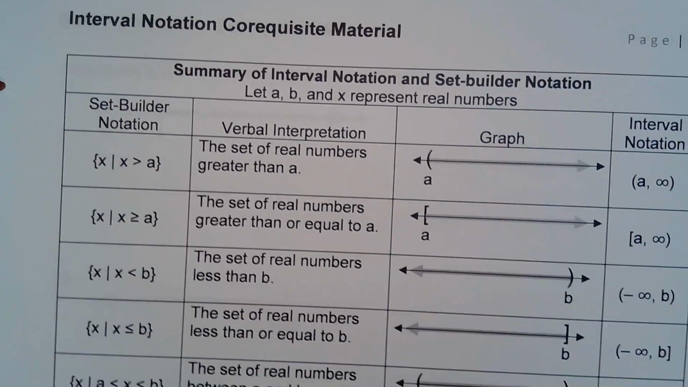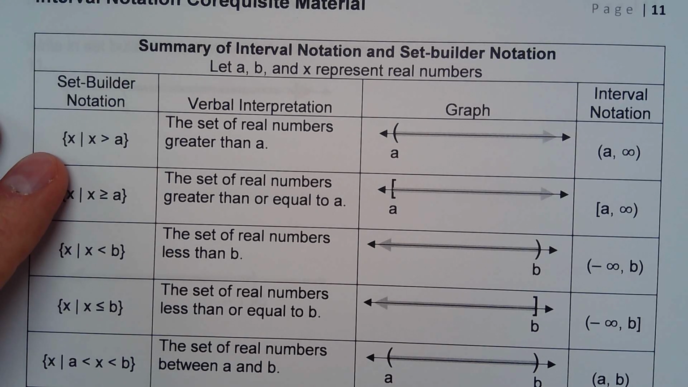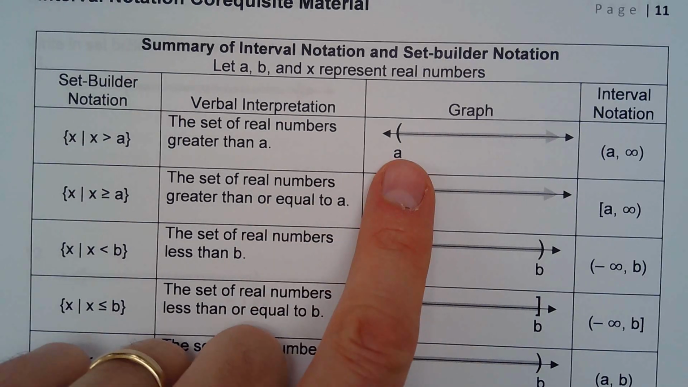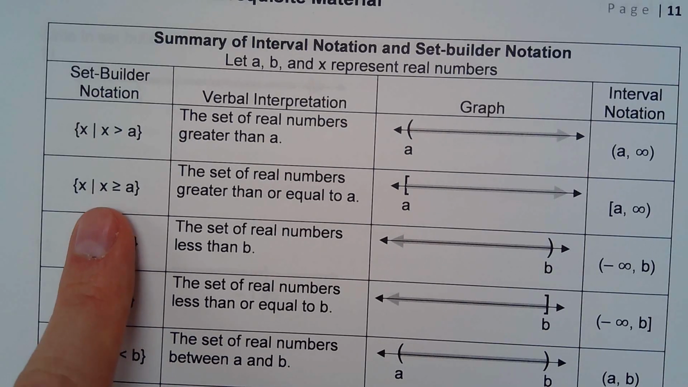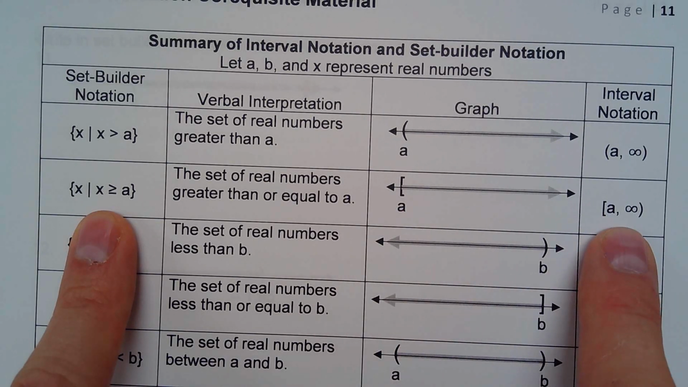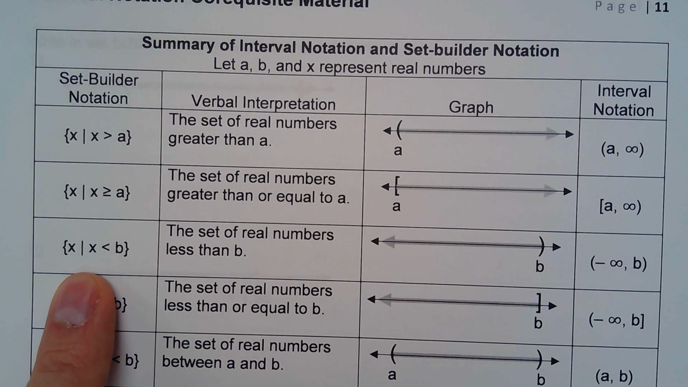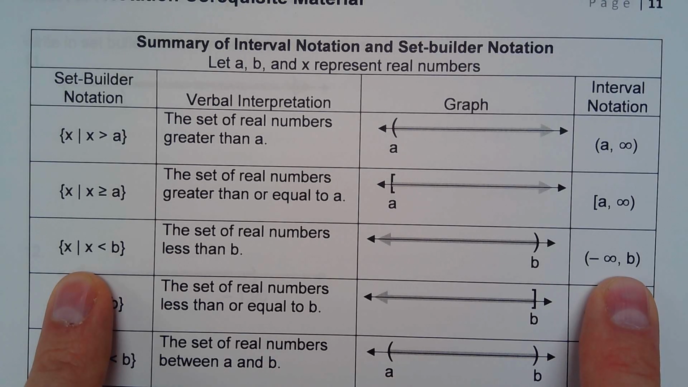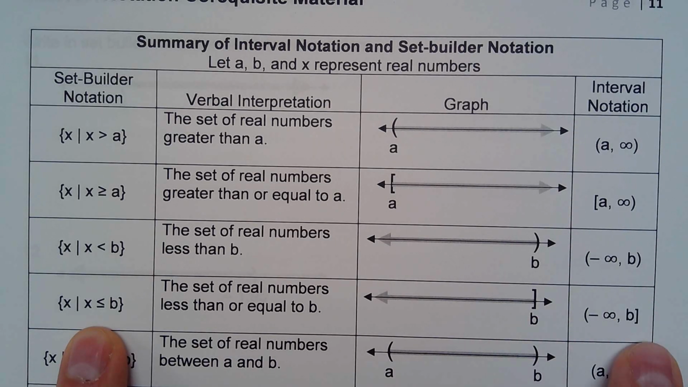So let's turn the page. So here's set builder notation: set of all x greater than a. So here's how we graph it. Here's how you write it in interval notation. If we have greater than or equal to, it's the same thing, but we have a square bracket here at a. And these are all the ways for numbers less than b. Here's my graph. Here's interval notation. Less than or equal to b, we'd have a square bracket here at b. That's the only difference.